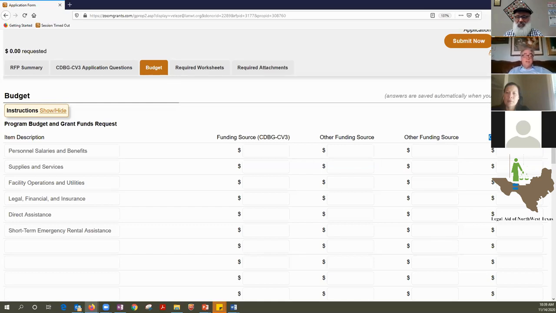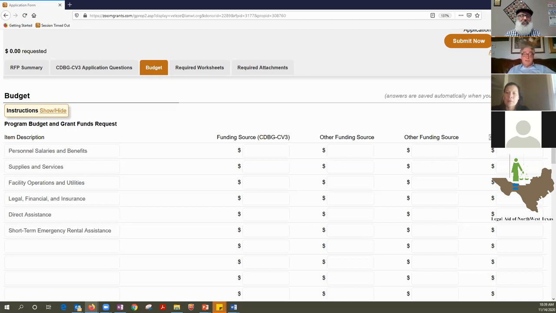Supplies and services would be office supplies or program supplies, and cleaning services, catering services, everything like that. Facility operations and utilities, that would be basically owning or renting and providing your physical facility, which would include utilities. Legal, financial, and insurance: if you pay any lawyers, if you pay any accountants, insurance that you have, all of that would go in that.